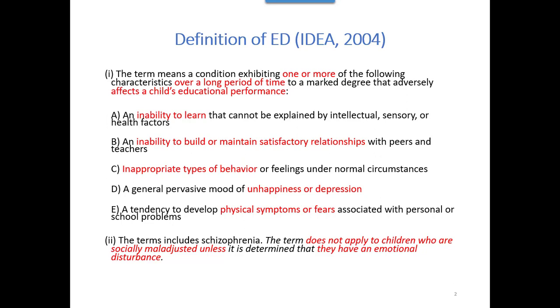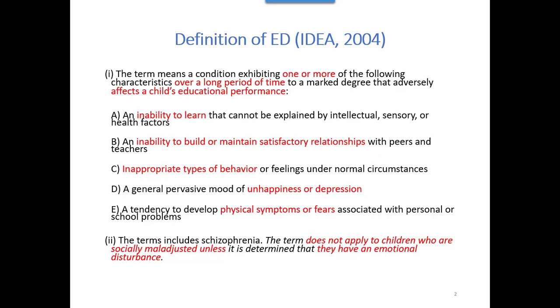So here are the 5 characteristics. You can't learn, and it's not because of something else. You can't have satisfactory relationships with your teachers and your peers. You have inappropriate types of behavior or feelings when normal things are going on. You have a pervasive mood of unhappiness or depression, or you have physical symptoms or fears associated with school. So let's go back through these. D and E are pretty straightforward. They look like internalizing problems, depression, and anxiety, right?